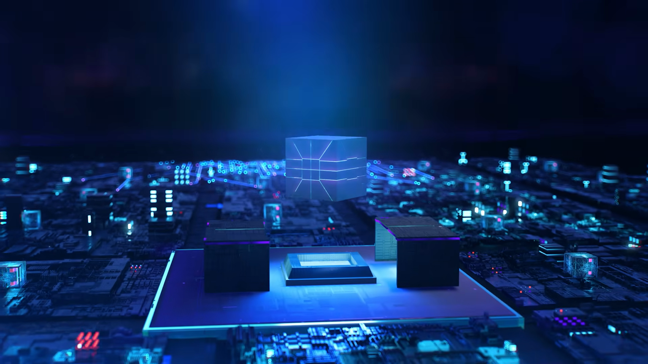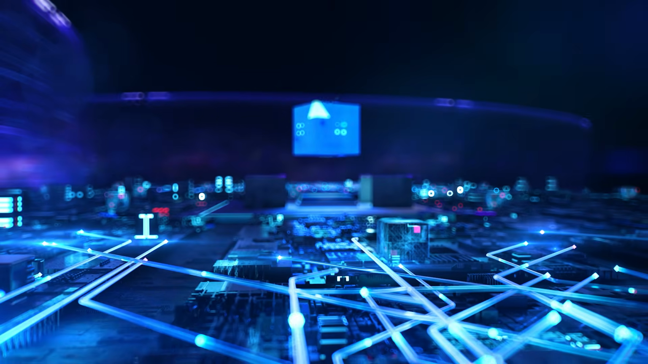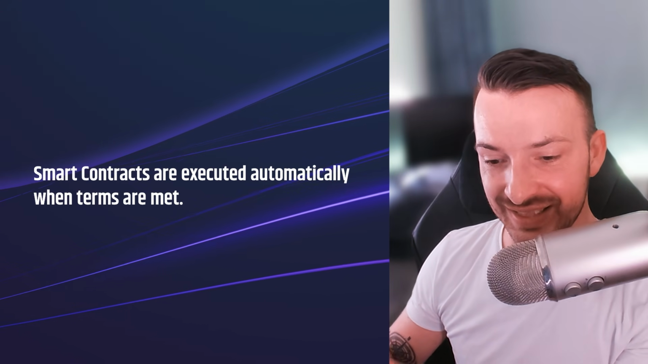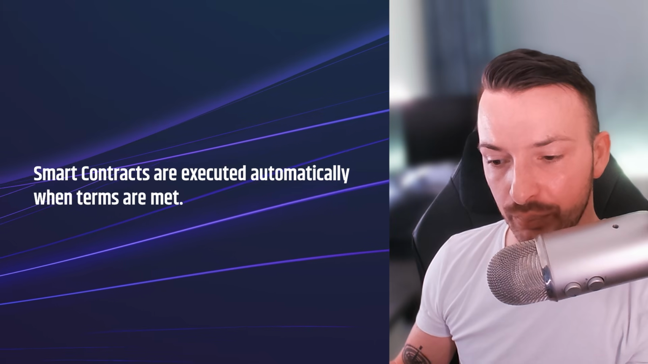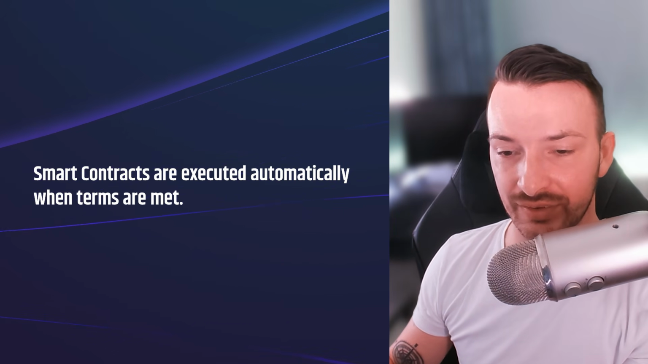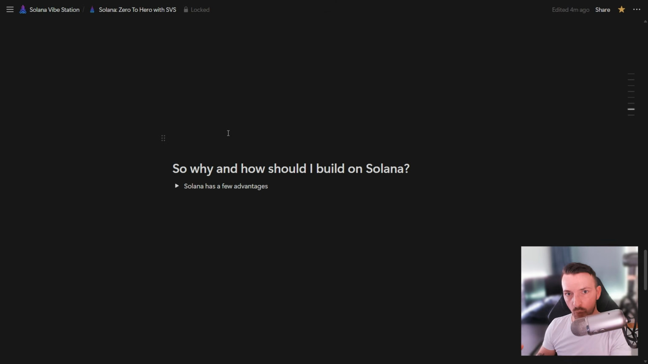Of course, there are rules, and that's why we have smart contracts. So smart contracts are written in the code of the blockchain and executed automatically when the terms are met. It's something that Solana and certain other protocols can do, but some other blockchains like Bitcoin are not that advanced at it. So why and how should we develop on Solana?